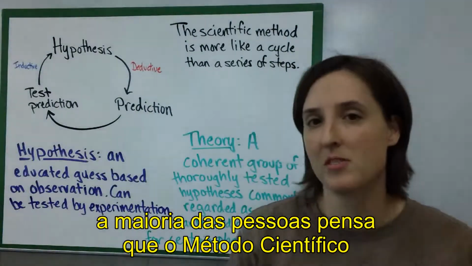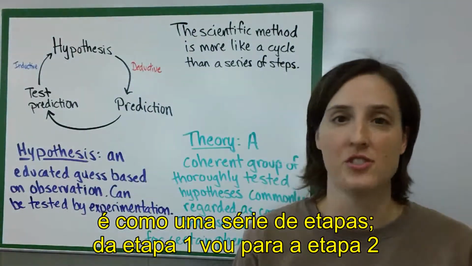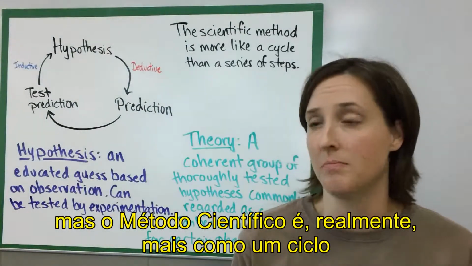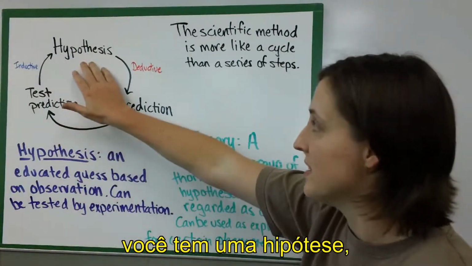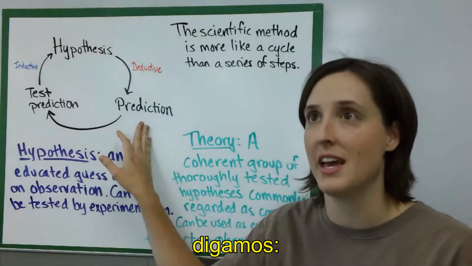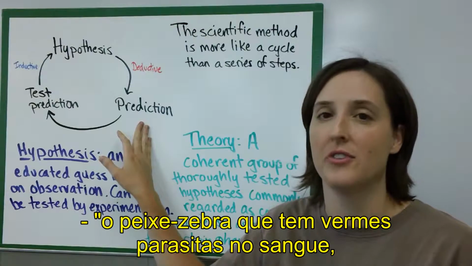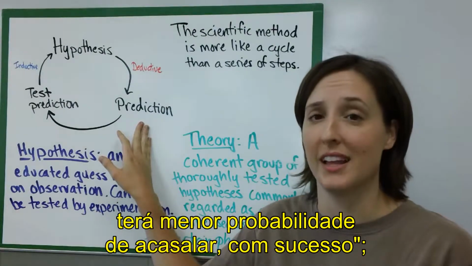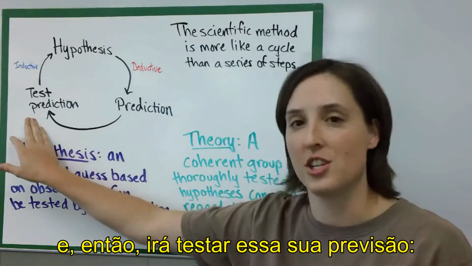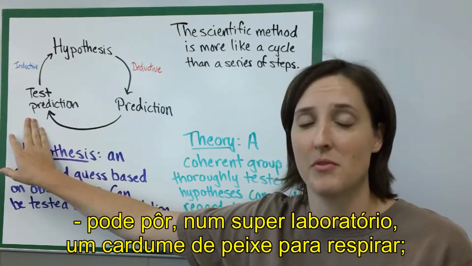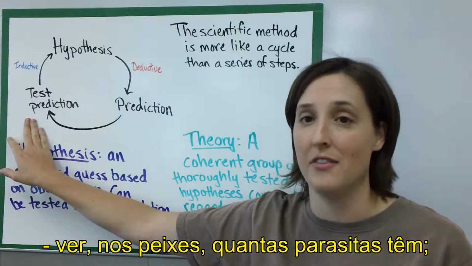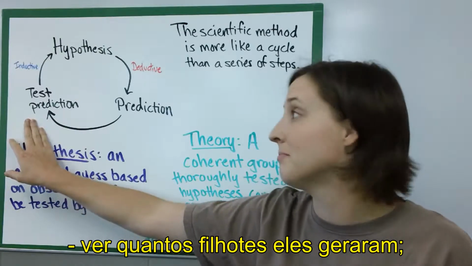Most people think the scientific method is a series of steps, like do step 1, step 2, step 3, but it's really more like a cycle, where you have a hypothesis. You can use deductive reasoning to get to a reasonable prediction. Say zebrafish that have blood flukes are going to be less likely to mate successfully. And then you test your prediction. So you might breed a bunch of zebrafish in a lab and cut open a few and see how many parasites they have and see how many babies they've fathered.